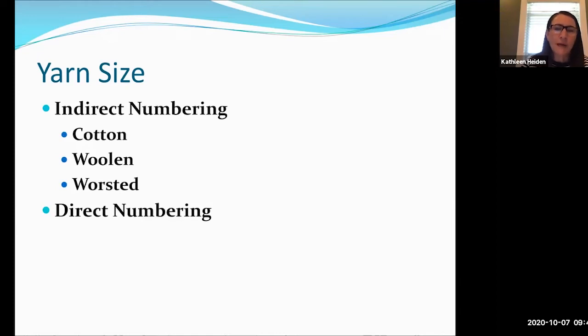Our other way is a direct numbering system, and this is your denier and your tex, okay, which is the same thing that we use to measure our man-made fibers. So we use the same system to measure the yarn as we do the fibers. And this is a direct numbering system because the larger the number, the coarser the yarn, or the bigger the diameter of the yarn. Because with the direct numbering system, we measure a certain length of yarn and determine what the mass of that yarn is.